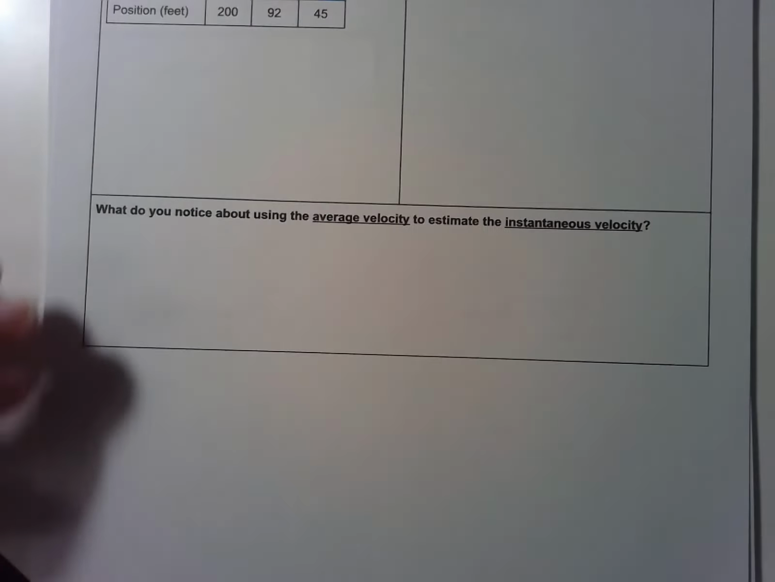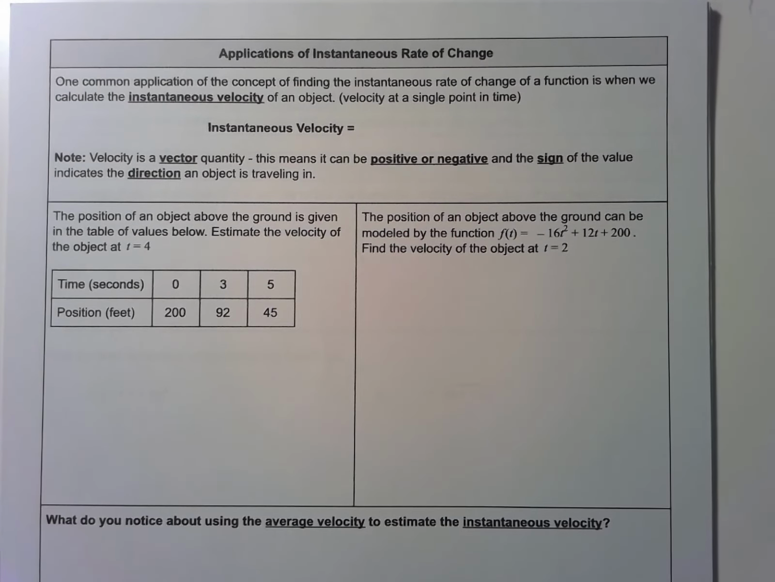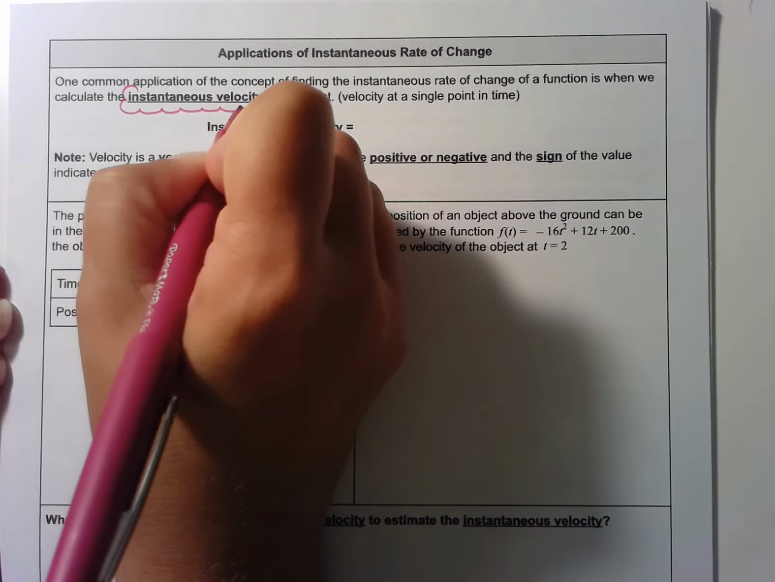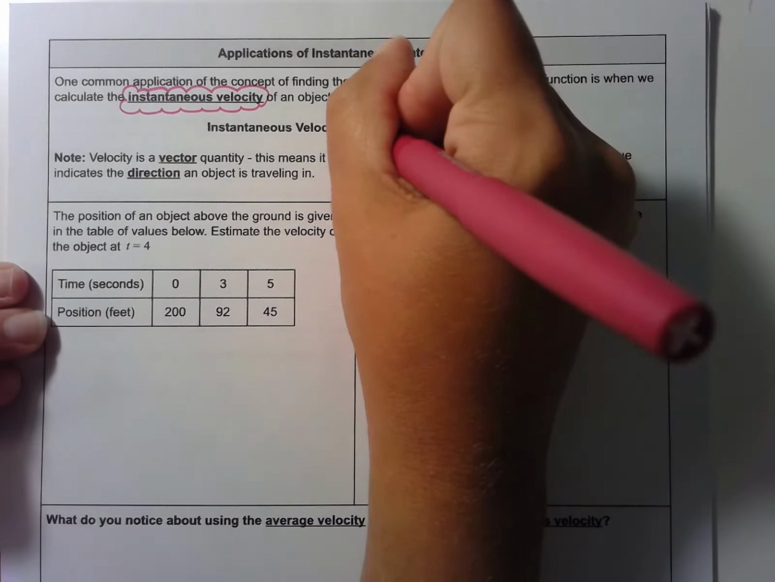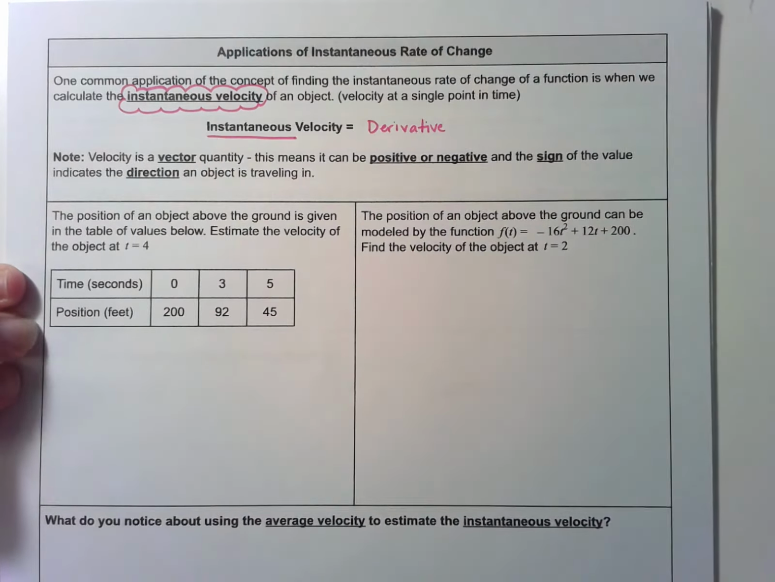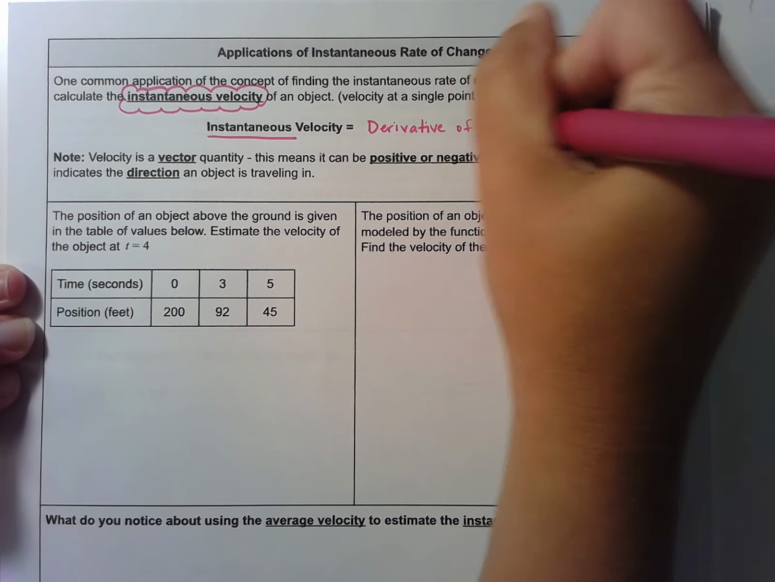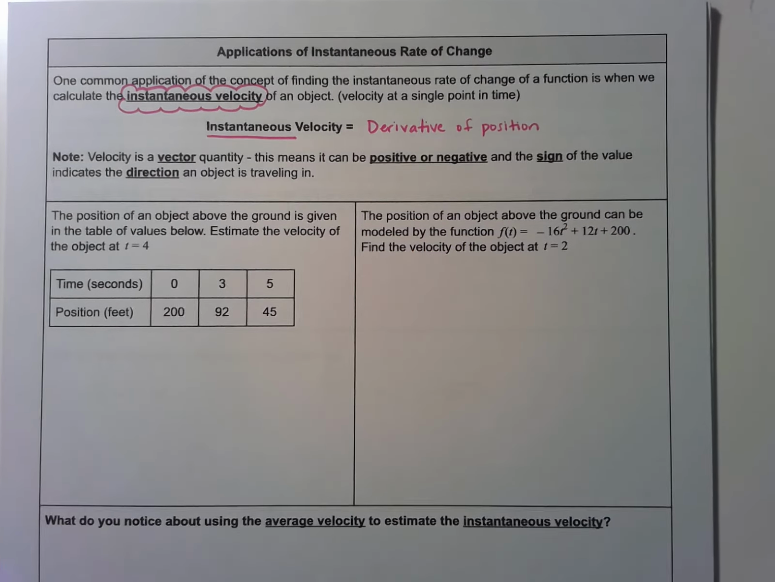Now, last but not least, just like we did with our average rates of change and secant lines, we're going to learn one application of instantaneous rate of change. So one common application is that we are often asked to find the instantaneous velocity of an object. Just like the average velocity was going to be the average rate of change, the instantaneous velocity is going to be the derivative of your position function, because it's instantaneous. And just like with average velocity, it's still a vector.